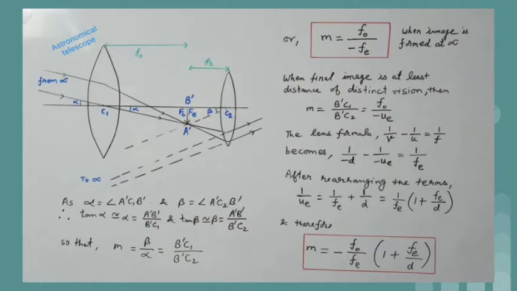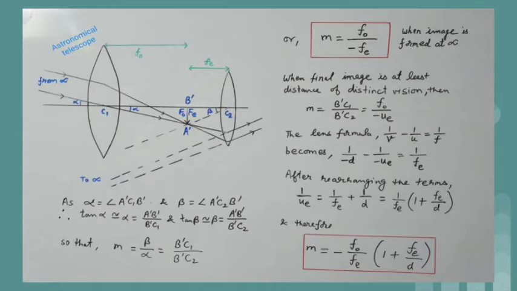Let us see the magnifying power of an astronomical telescope in normal adjustment, which is the ratio of the angle subtended by the final image and the angle subtended by the object directly on the eye when the final image and the object both lie at infinity. As the object is at infinity, the angle subtended by it at C2 is nearly the same as that subtended by it at C1, since C1 and C2 are very close.